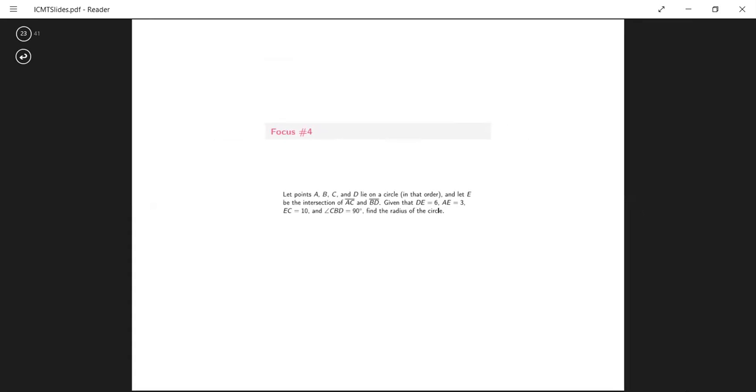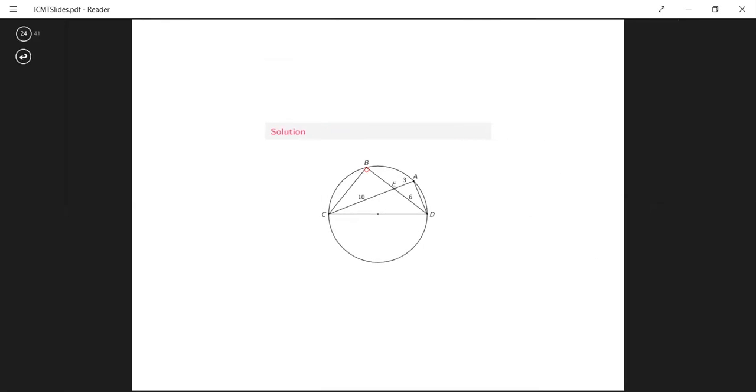The next problem is a geometry problem. In this problem, we have that A, B, C, and D are points on a circle, and we have point E being the intersection of AC and BD. We're given that DE is equal to 6, AE is equal to 3, EC is equal to 10, and angle CBD is equal to 90. And we're asked to find the radius of the circle. So using this, we get this diagram right here.